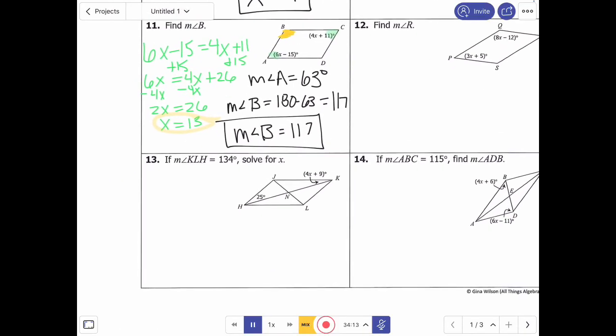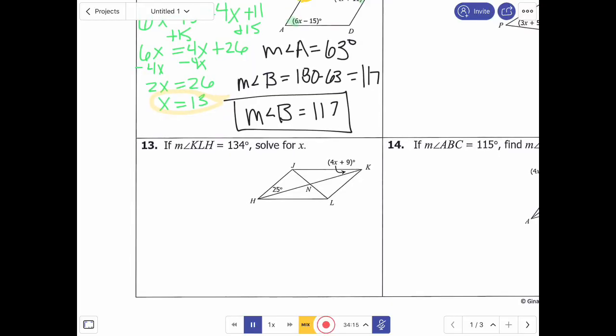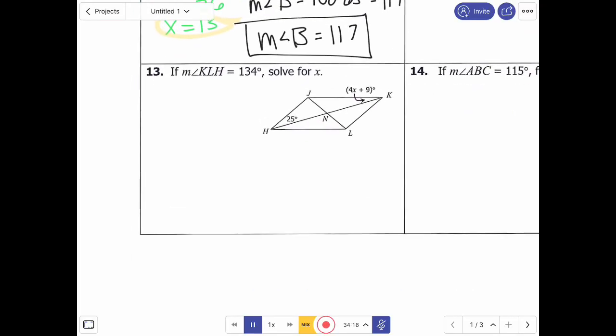For 13, I might need more room for this one. If the measure of KLH, so let's find KLH. KLH is 134. Solve for x. So knowing that angle is 134 is pretty helpful. I also am given information about this angle up here.